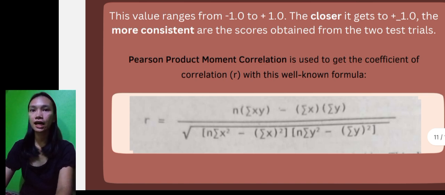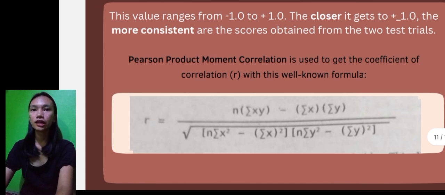So this tells us the direction of the relationship, if it is positive or negative, and the strength of the relationship. If it is closer to 1 or negative 1, it indicates a strong correlation. This equation is used in statistics, data analysis, and research to measure how two variables move together.